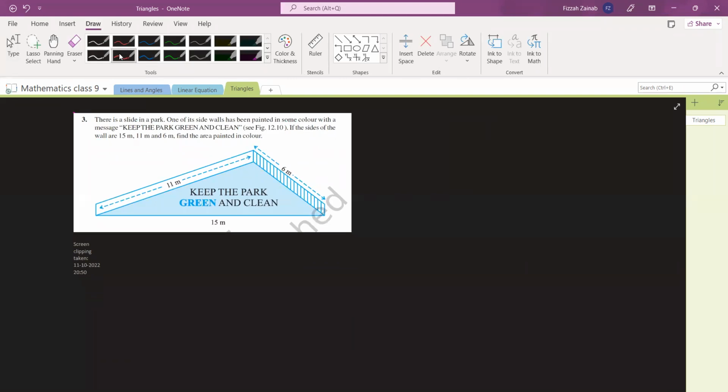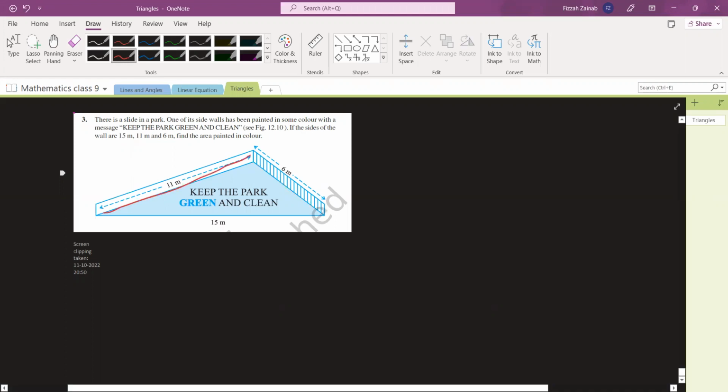So there is a slide in a park. One of its side walls has been painted in some color with a message: keep the park green and clean. If the sides of the wall are these, find the area painted in color. Do you get it? So these are the stairs, and then from here you slide. So this is the side wall. Is that clear?